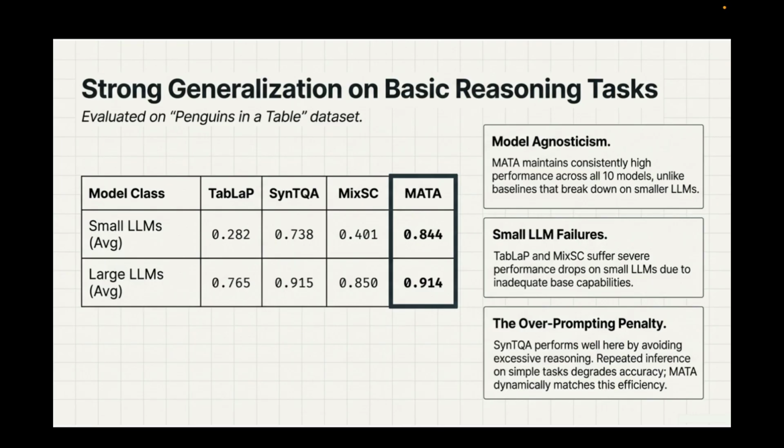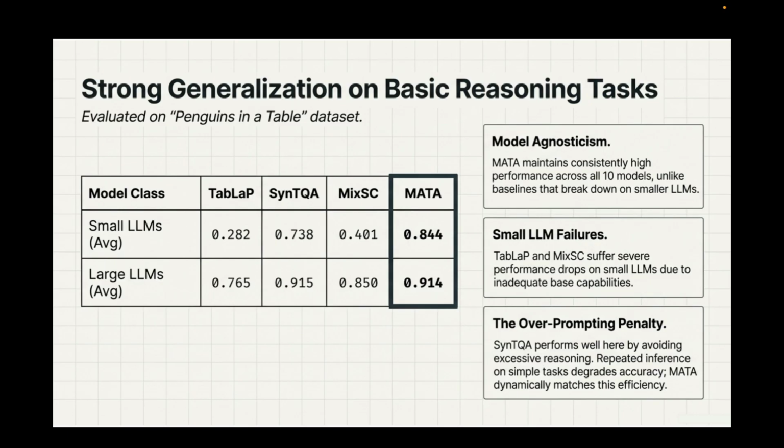Results on simpler tasks. This slide presents the results on the simpler benchmark, Penguins in a Table. The key takeaway is that MARTA performs strongly across different model sizes and model types. It is not just tuned for one specific large model. That is why the paper emphasizes model agnostic behavior.